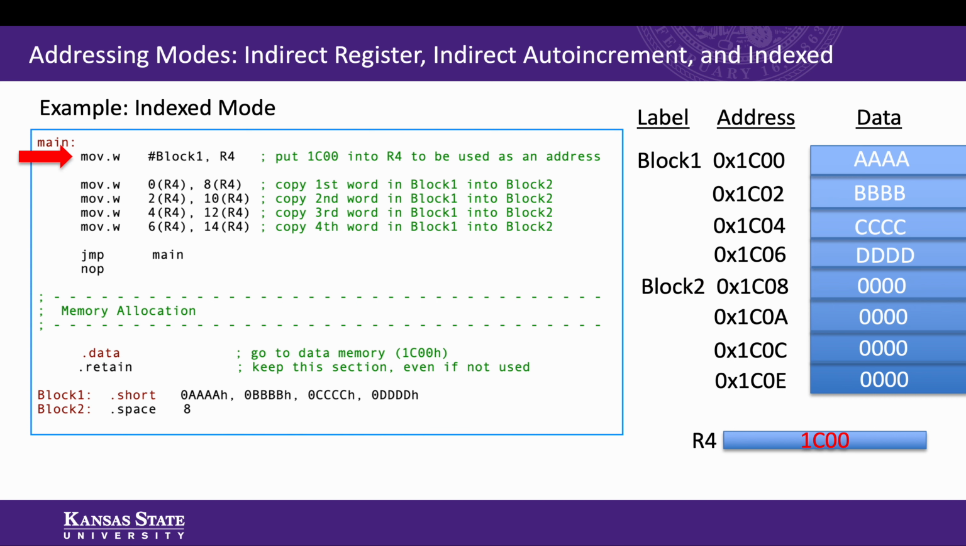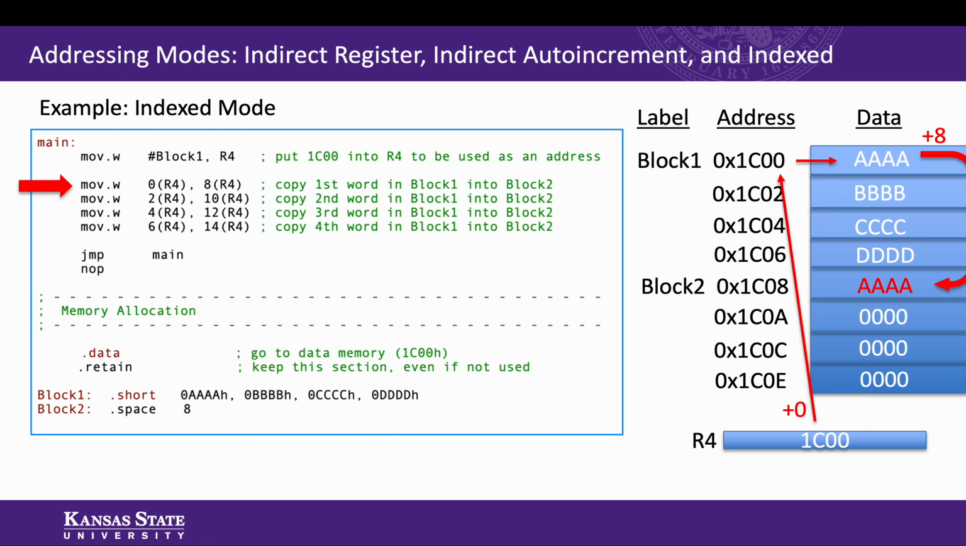Okay, so the first instruction there, this is no big deal. This is taking block 1. Block 1 is a label for address 1C00 and storing it in R4. So there we go. We're initializing R4. R4 now has something that we can interpret as an address.